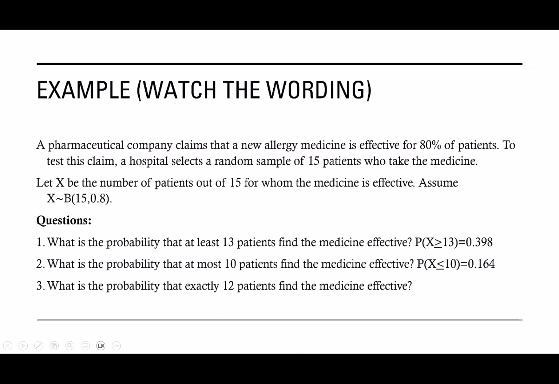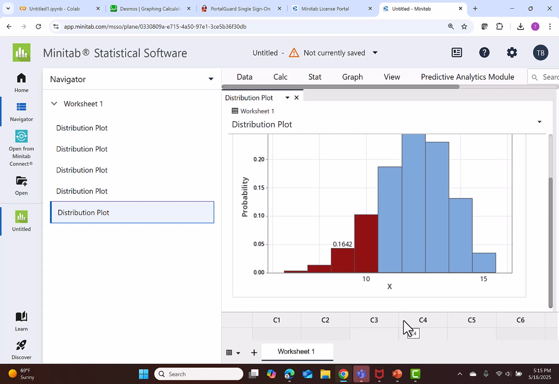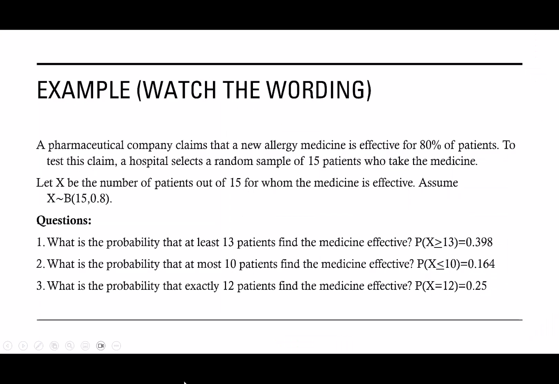We'll finish by finding the probability that exactly 12 patients find the medicine effective. You have two choices of what you can do. We can go through the steps of graph and plot and changing the options, or you can click directly on the graph and find the probability that x is equal to 12. This says it's 0.250139, which I rounded to 0.25.